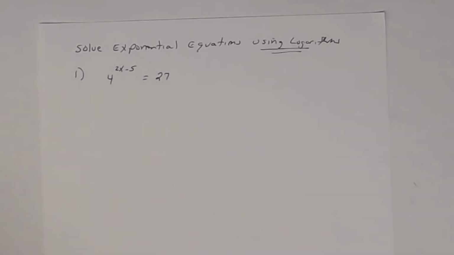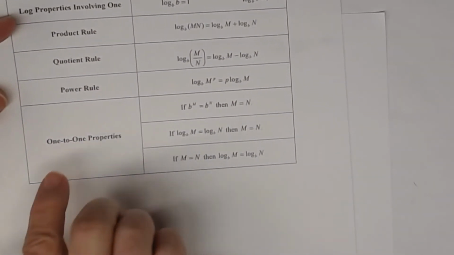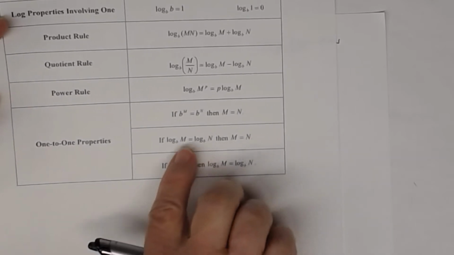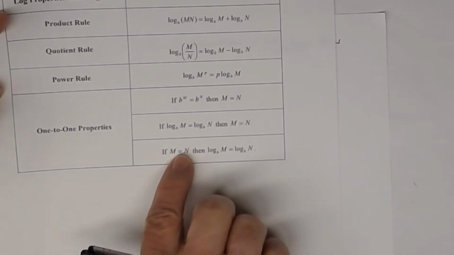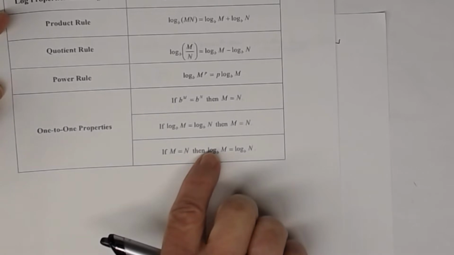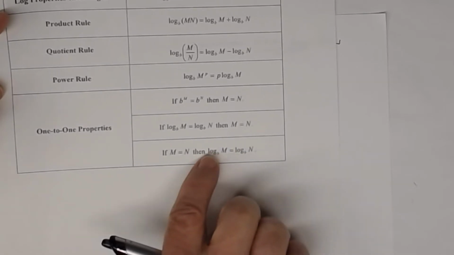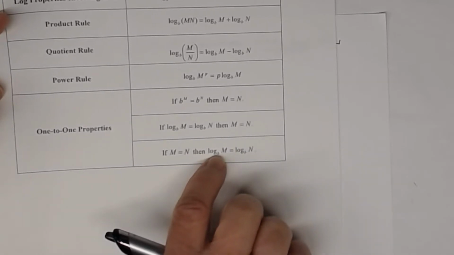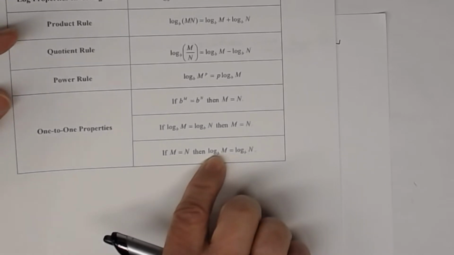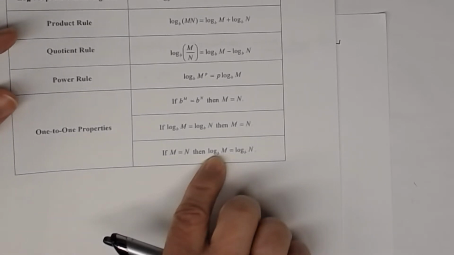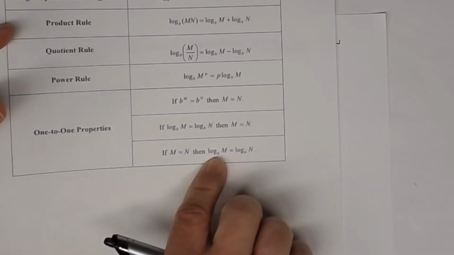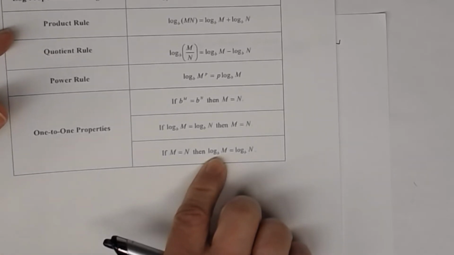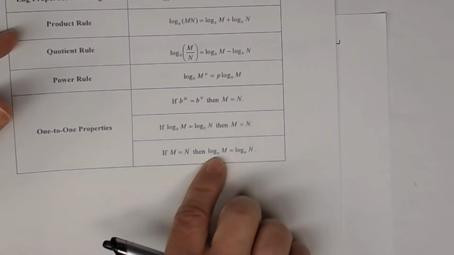And so one of our properties that you learned in a previous lesson is the one-to-one property. And so that property said this. If m equals n, then I can take the log of both sides with some base b. It does not matter what the base is as long as it's a proper base, meaning that the base has to be positive and it cannot equal 1.